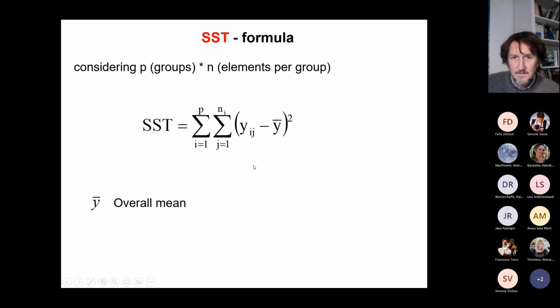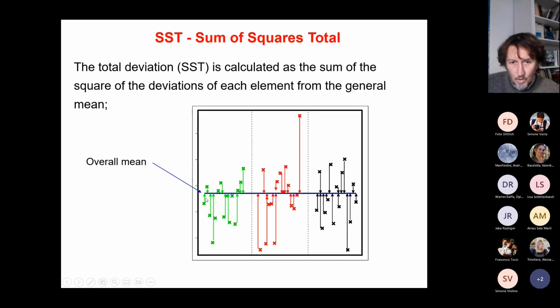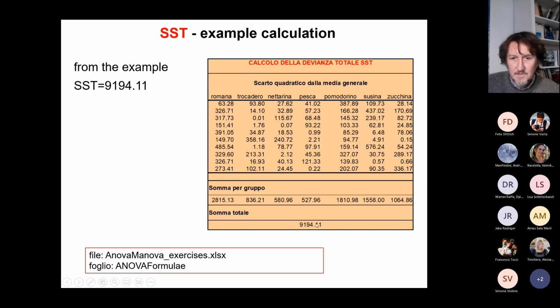This is the formula. This is the calculation, and this is the total value. So for each species here, I can calculate those values, and this is the sum for each group. So the sum of all these squared distances from the mean. So this is the sum from this, the sum from this, and the sum from this. And these are the numbers, and this is the total sum.